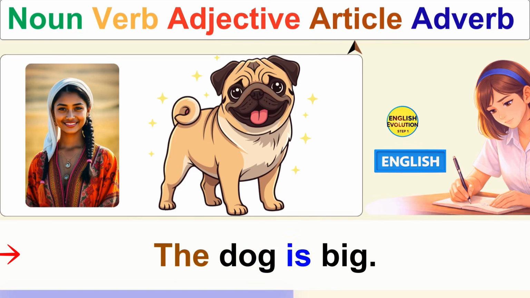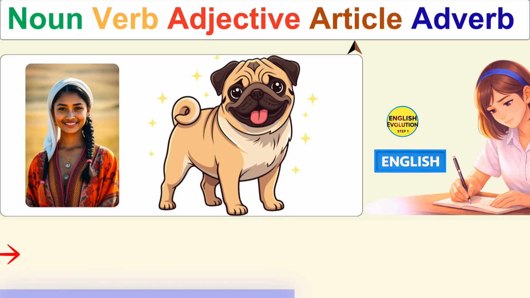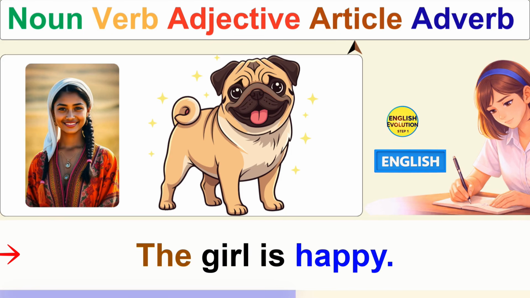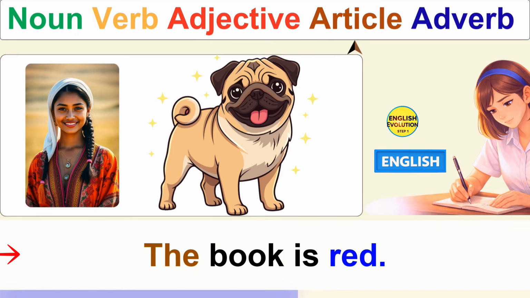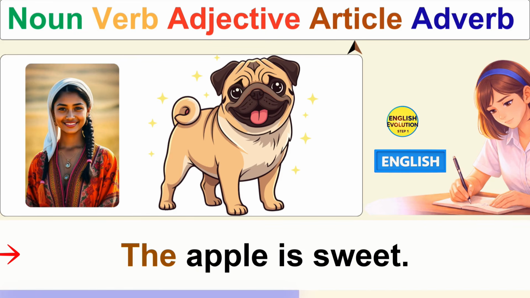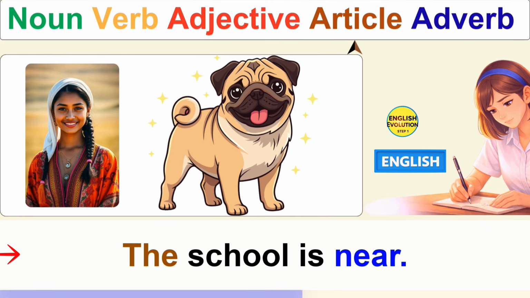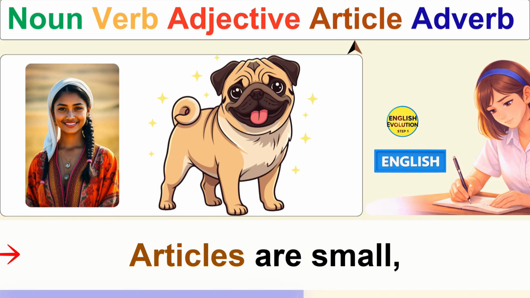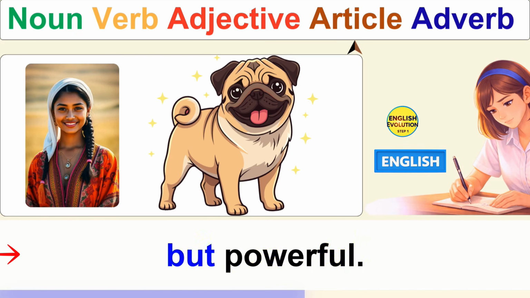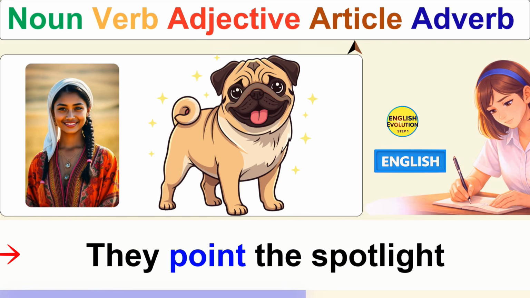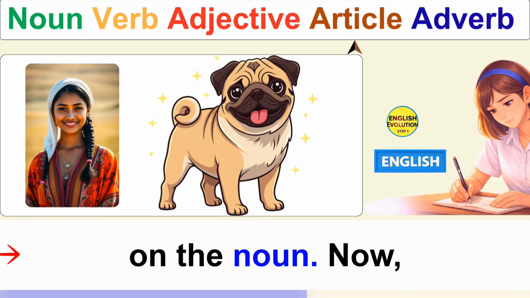The dog is big. The girl is happy. The book is red. The apple is sweet. The school is near. Articles are small but powerful. They point the spotlight on the noun.